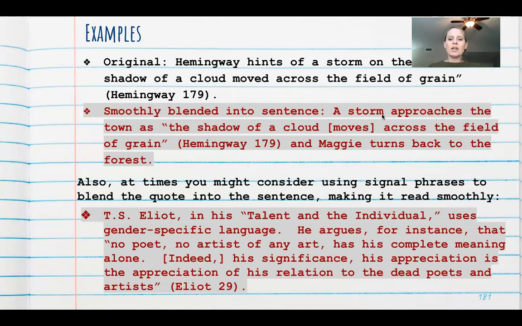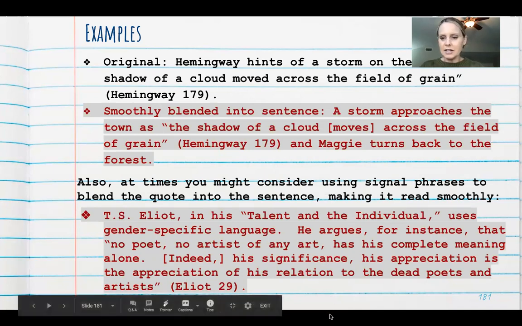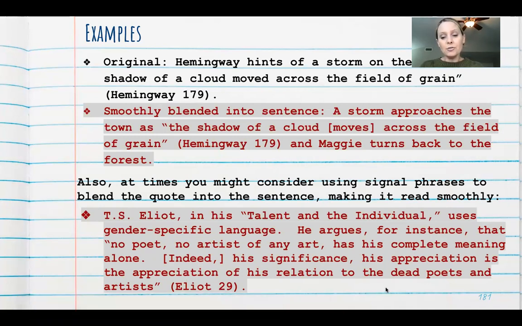Also, at times, you might want to consider using those signal phrases. Here's an example of that. T.S. Eliot, in his "Tradition and the Individual Talent," uses gender-specific language. He argues, for instance, that "no poet, no artist of any art has his complete meaning alone. Indeed, his significance, his appreciation is the appreciation of his relation to the dead poets and artists." Again, longer quote, but you could see an example of a signal lead-in. This would have to be for a much longer essay.